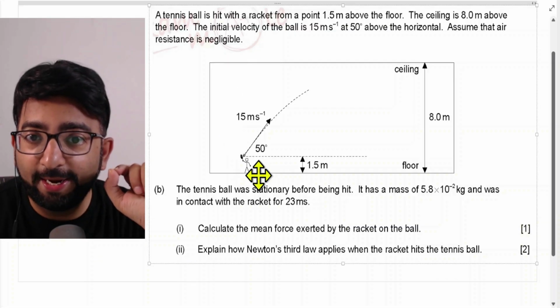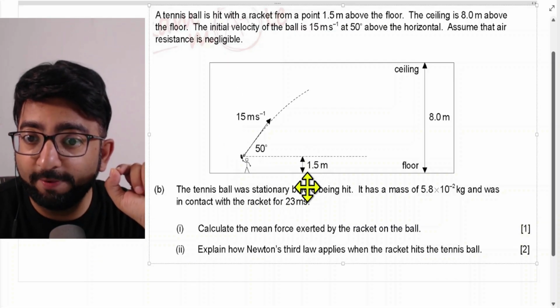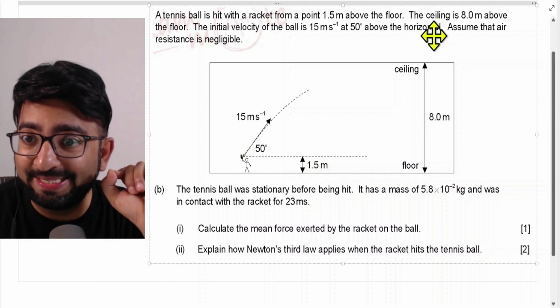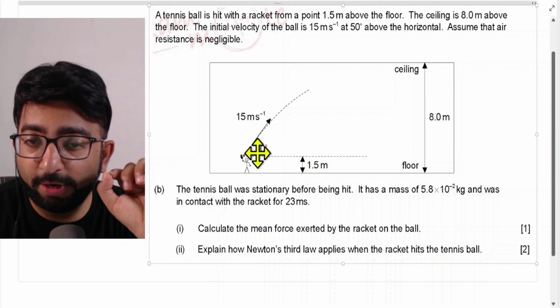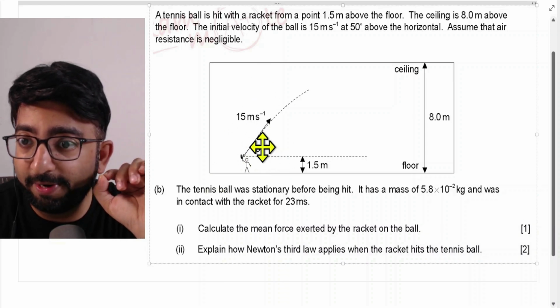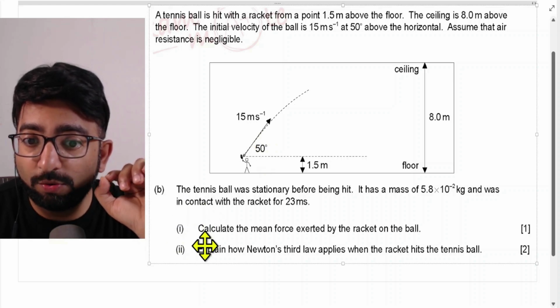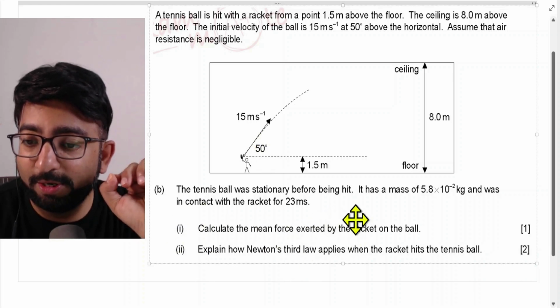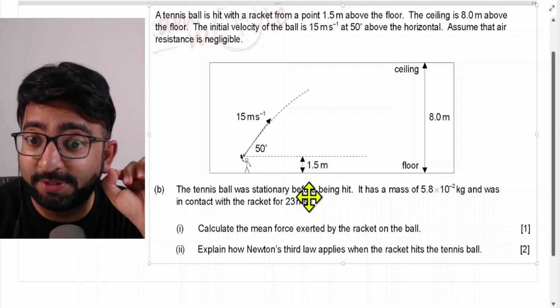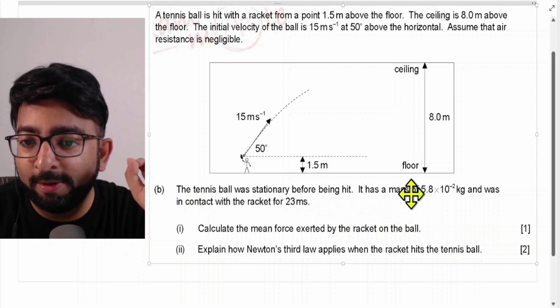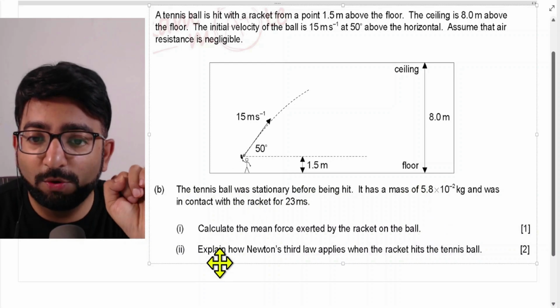A tennis ball is hit with a racket from a point 1.5 meters above the floor. The ceiling is 8 meters above the floor as shown in the diagram. The initial velocity of the ball is 15 meters per second and the angle is given as 50 degrees. We have to figure out the mean force which is exerted by the racket on the ball, if it is mentioned that the tennis ball was stationary before being hit. The mass and the time of contact are also given.